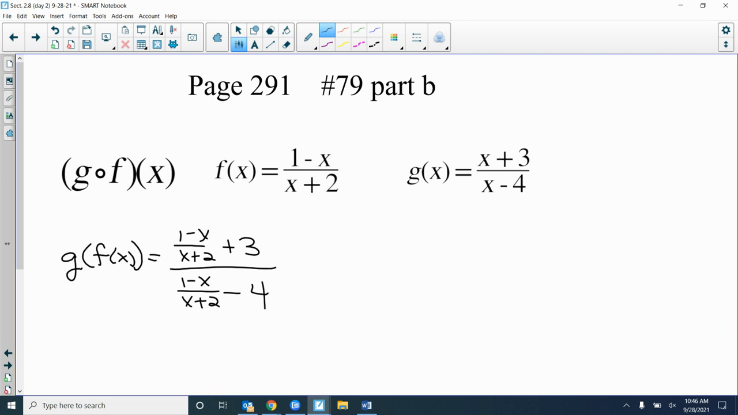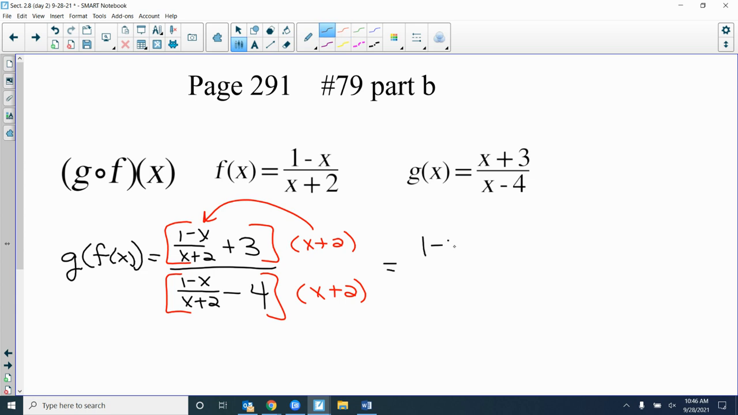Get rid of fractions. We can get rid of fractions in one stroke. And maybe this is what you're talking about. What can I multiply both the numerator and the denominator by to get rid of all fractions? I can multiply them both by x plus 2. Okay. What happens when I multiply that times x plus 2? Cancels out the x plus 2's, right? And what's it leave us? 1 minus x.